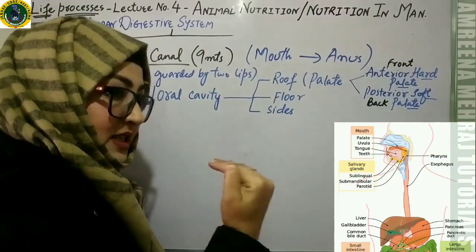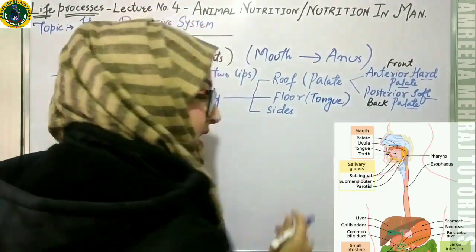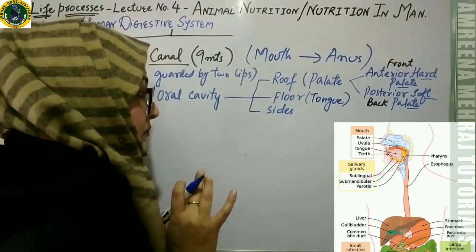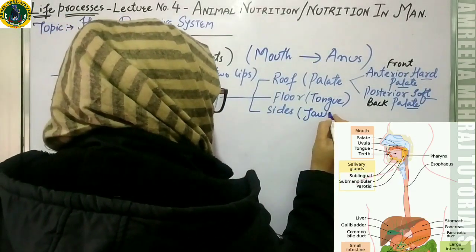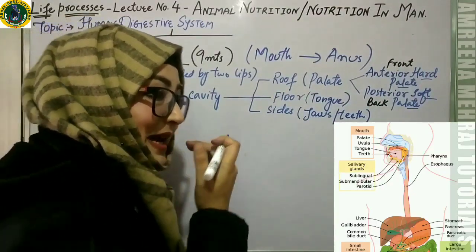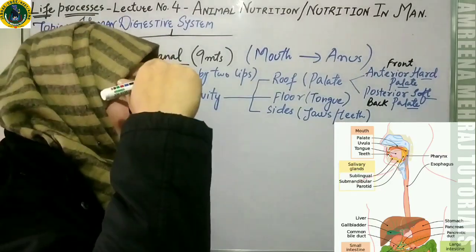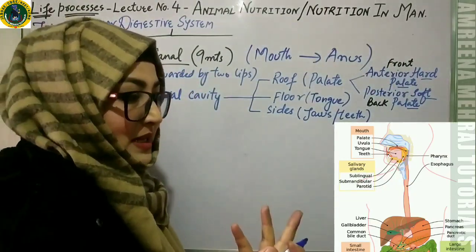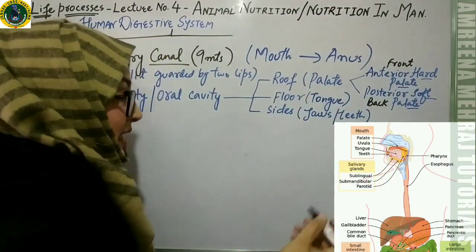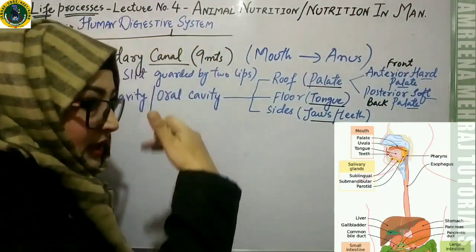Now, if you touch the floor, what is there on the floor? The important part on the floor is obviously the tongue. The front part of the tongue is movable, but at the back it is attached to the base of your buccal cavity. And on the sides, you have the most important jaws, which have teeth in them. They form the set of your teeth. They are located at the sides of your buccal cavity. You have a complete jaw, which has sockets in which teeth are embedded. So you have to remember that oral cavity has palate at the top, tongue at the floor, jaws and teeth on the lateral sides.